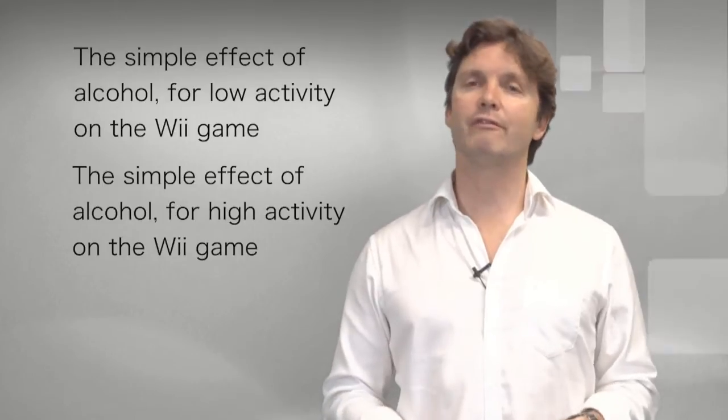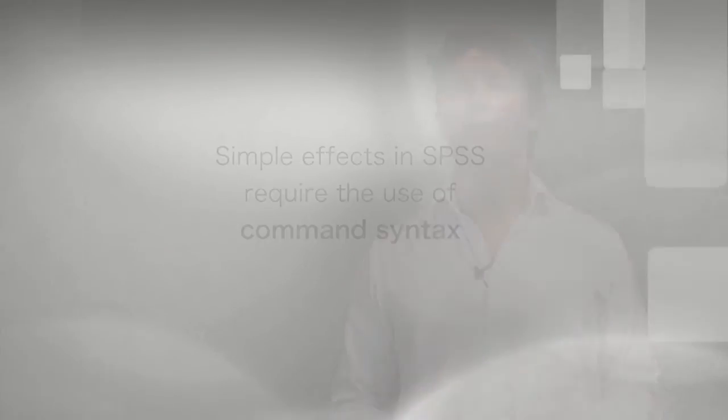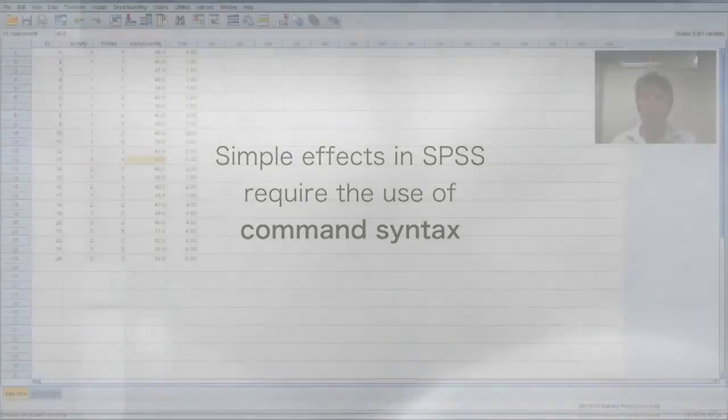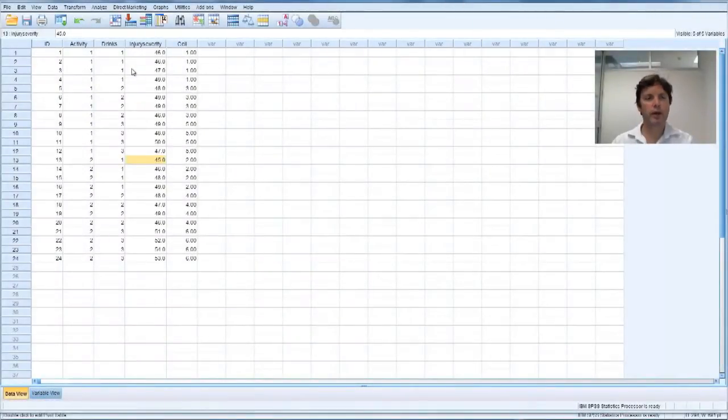So simple effects in SPSS require the use of command syntax. So for us to look at the simple effects, what we actually need to be doing now is a simple effect analysis, and the easiest way to do that in SPSS is to use command syntax to conduct an ANOVA simple effects analysis. So just note what we found. We found that there's a significant interaction, and now we're trying to isolate down into where that interaction is. So we're doing a simple effects analysis.